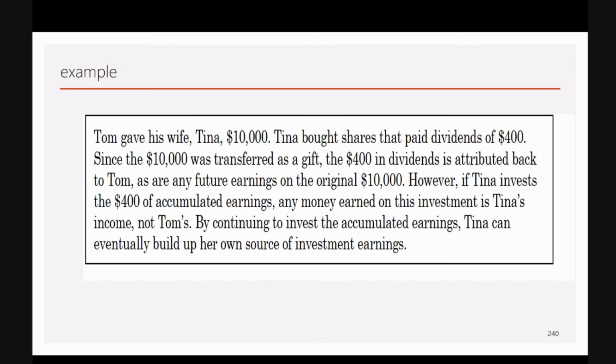For example, in 2021, they got 400. The 400 is from the 10,000. Tina invests 10,000, purchases a share for 10,000, then Tina gets a dividend of 400 in 2021, right? So when they do the 2021 return, Tom reports the dividend 400 on Tom's return, okay?